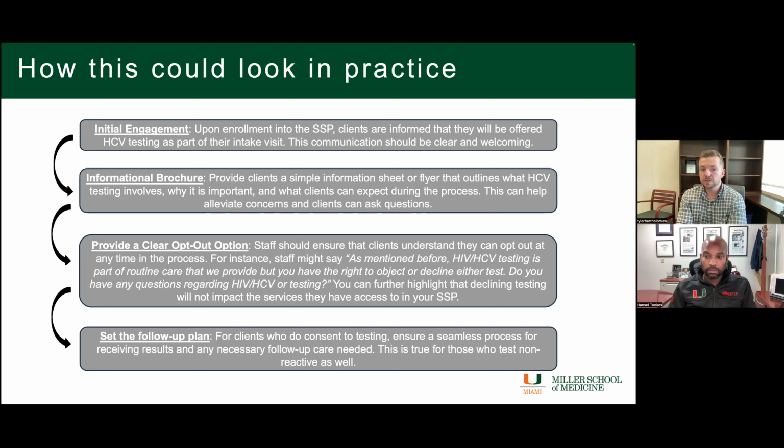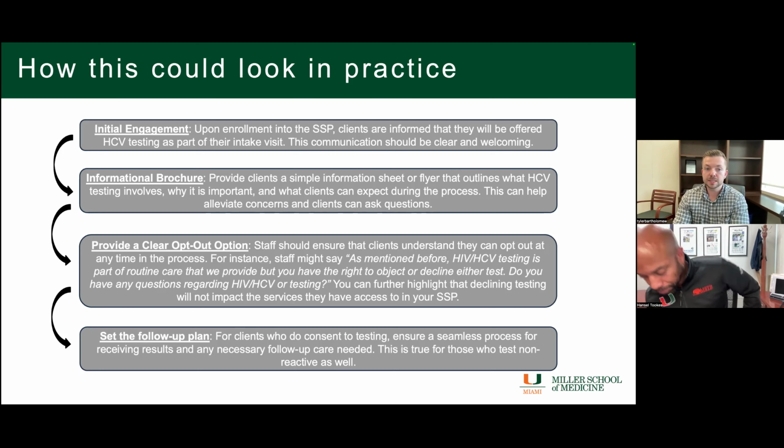And so this can help alleviate concerns, and clients can ask questions. So I would encourage, or you should encourage, your clients to ask questions related to the testing process. Again, the transparency fosters trust and communication. Then, as you move forward in that encounter, provide a clear option to opt out of the testing process. Staff should ensure that clients understand they can opt out at any time in the process.